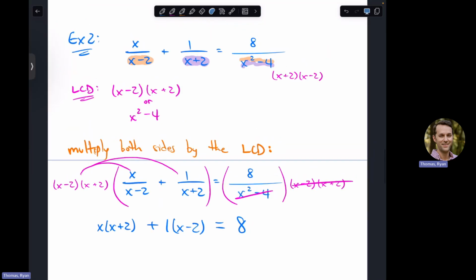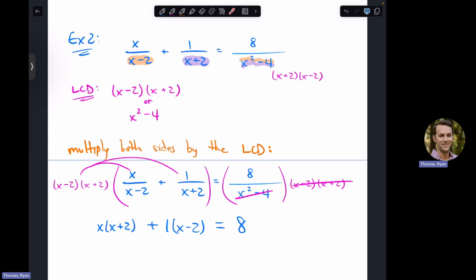All right, so let's recap. We figured out what the LCD was. I've got x minus 2, I've got x plus 2, just on a hunch. I figured out, or if you're comfortable with factoring, that's fine. Or multiply those out and see what you get. This happens to be the product of those two things. That means the LCD is just x squared minus 4 or x minus 2 times x plus 2.